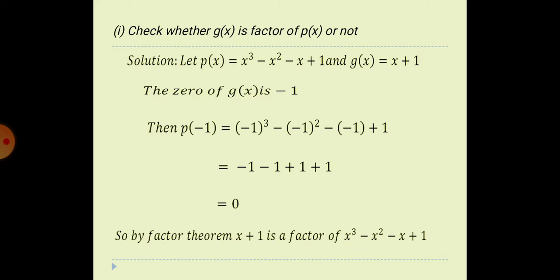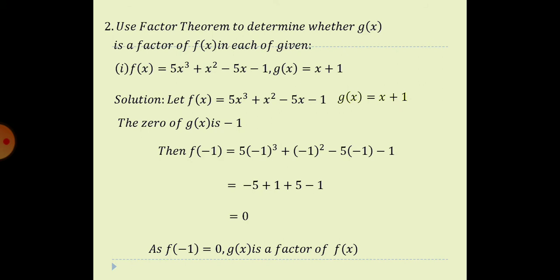So what have we learned, children? When the remainder is 0, the divisor is the factor of the dividend. So what we say is that because p of minus 1 is equal to 0, x plus 1 is the factor of x cube minus x square minus x plus 1. Let us see another example.